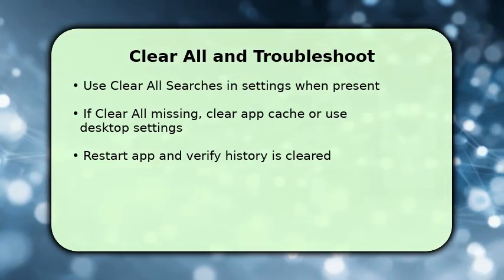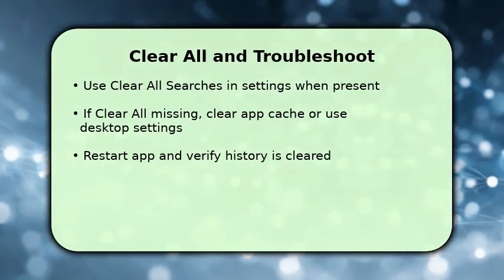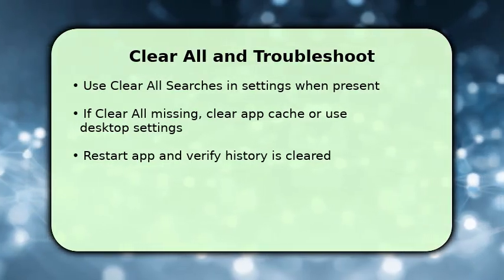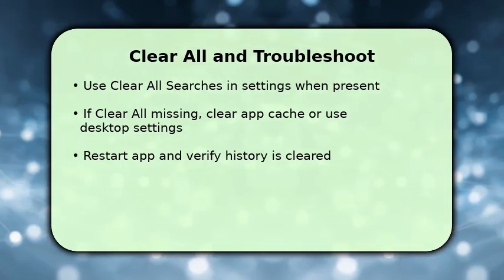If Clear All is missing, clear the app cache on mobile, or sign out and remove site data in your browser, then sign back in and check again. If entries reappear, make sure synced devices are also cleared to prevent repopulating your search list.